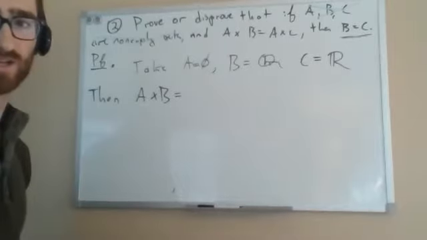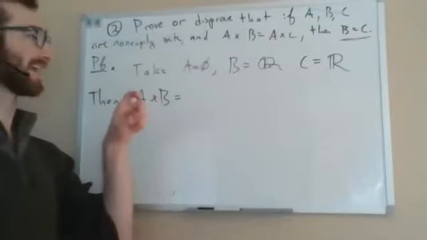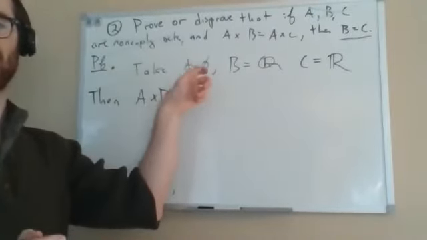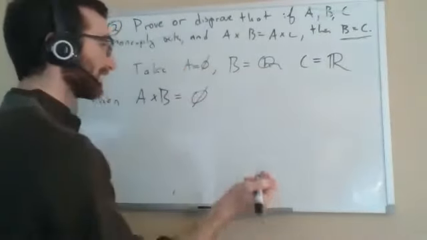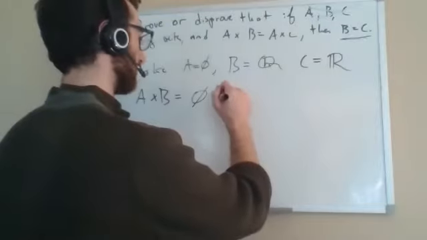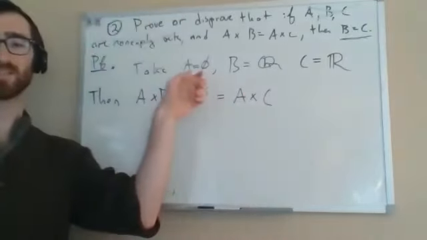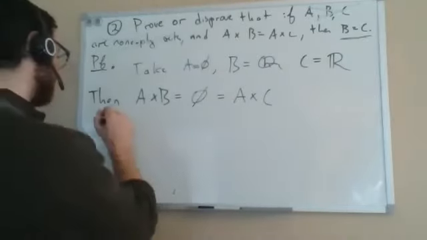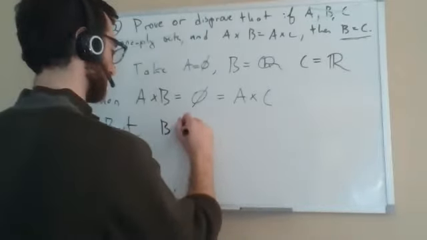Because to understand the cross product, you need to take an element of set A and an element of set B, but there are no elements of set A. So A cross B is equal to the empty set, and so is A cross C. Anytime that I cross something with the empty set, I get the empty set. But B is not equal to C in this case.